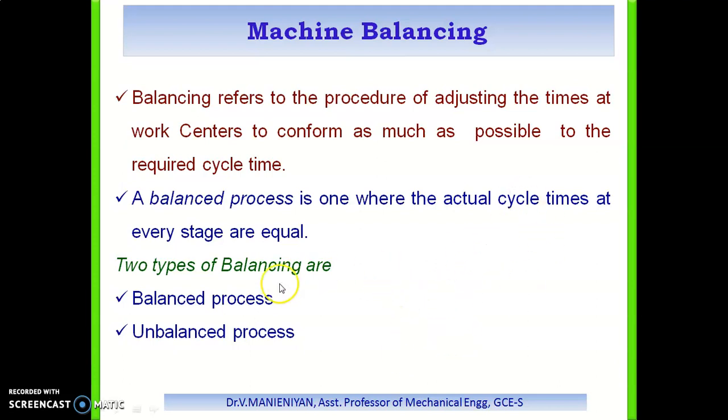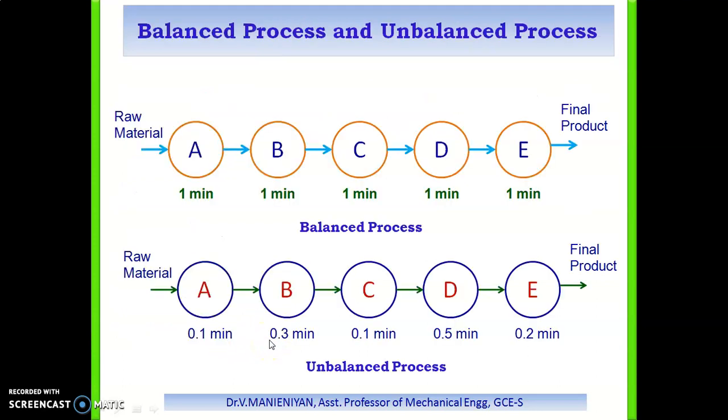We have two types of balancing: a balanced process and an unbalanced process. Here in the diagram we see the balanced and unbalanced process. First, the balanced process. The product undergoes a sequence of operations on 5 machines A, B, C, D, and E. The raw material is fed in here and the final product comes out here. There are 5 stages to be completed, and the operation time for all the stages is a uniform 1 minute.